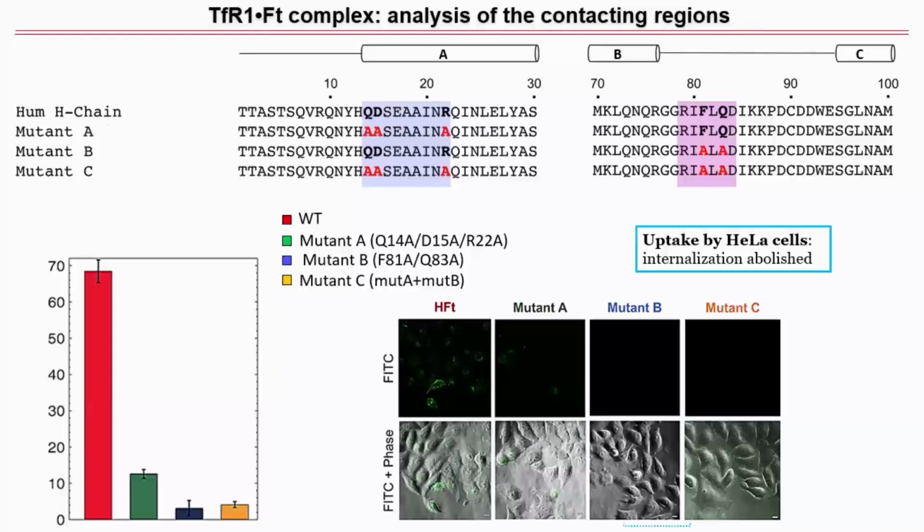So we attached a fluorophore to our ferritin, and we observed that the wild type, of course, was internalized by HeLa cells, and that the 2 mutants had marginal, if any, uptake by HeLa cells. And these are actually the numbers determined by cell sorter. So not only the binding is affected in vitro, but also in vivo.